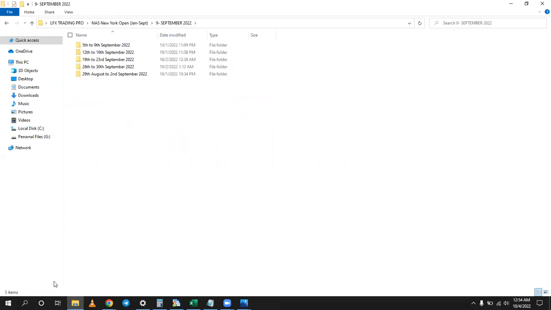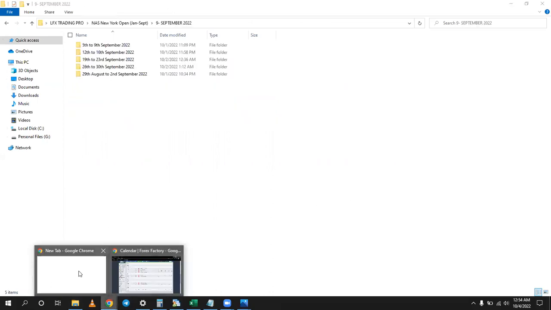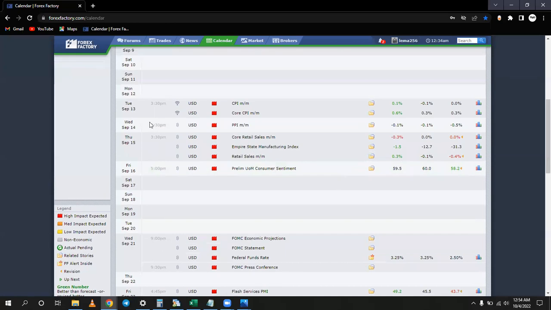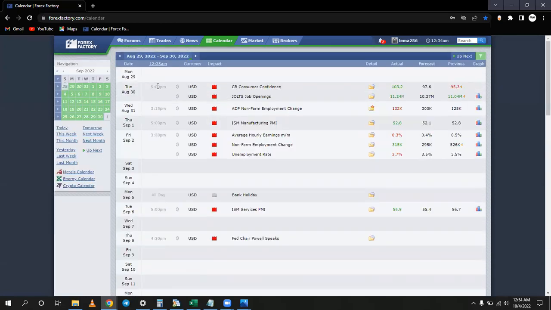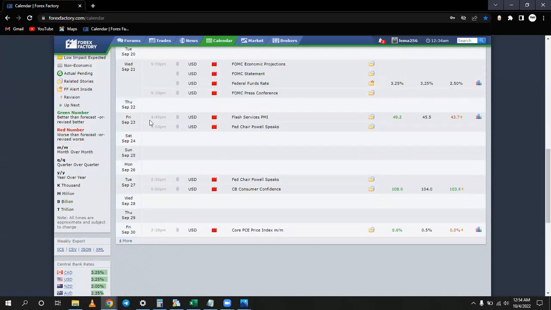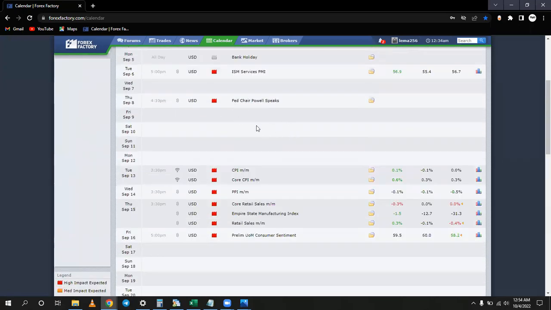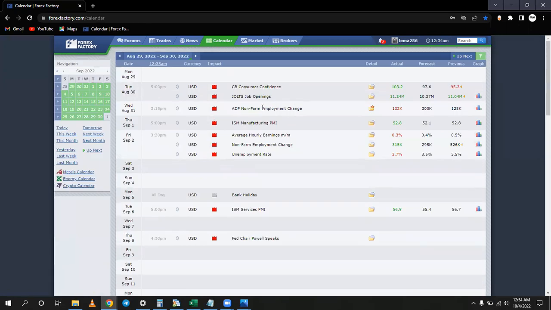So September, let me get to the Forex calendar. Yeah, so now I've picked from 29th of August to 30th of September, so that I can be able to refer to days where we have a high impact news.